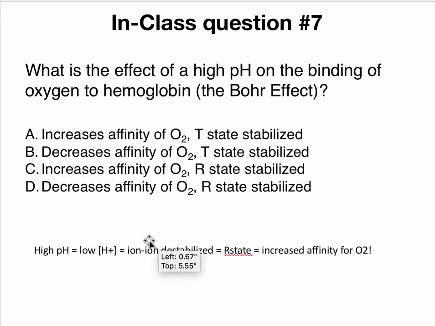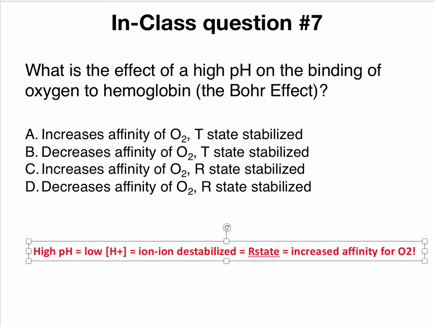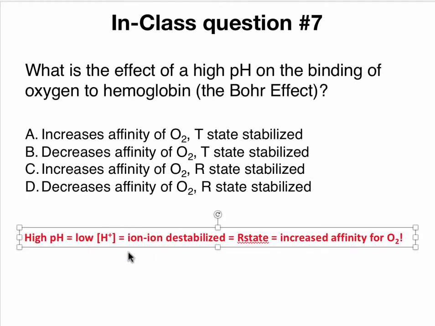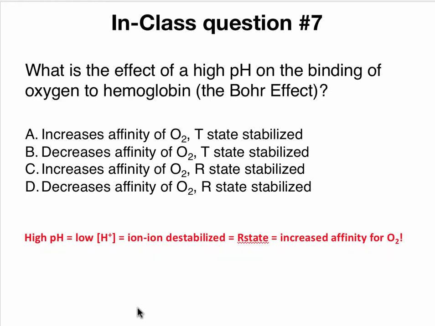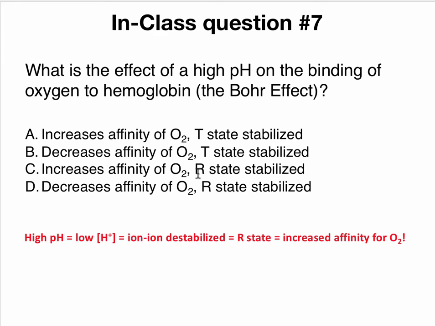All right, so I don't have the stylus because I'm working from home, but I can highlight everything in red that I'm going to write. How about that? Okay, and so these are the types of logic that you should use in Wednesday's exam in order to think about what would happen in different events or in different interactions with different heterotropic or homotropic modulators. Okay, so the answer should be C, right? Increases the affinity for oxygen because the R state is stabilized based off the reasoning that I showed here.